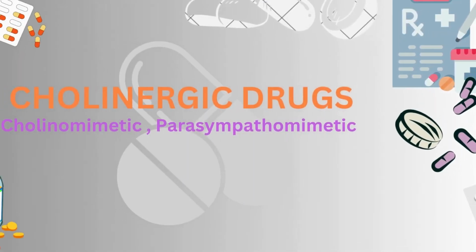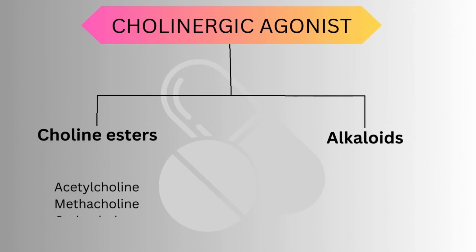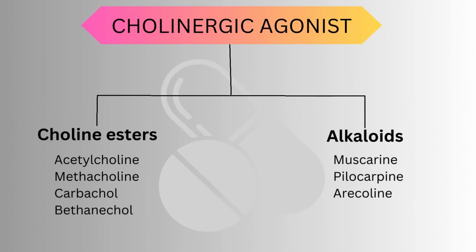Let's dive deep into cholinergic drugs. They are also known as cholinomimetic and parasympathomimetic. These drugs directly interact with cholinergic receptors and produce similar actions to those of acetylcholine. Cholinergic drugs or cholinergic agonists are further classified into choline esters and alkaloids.